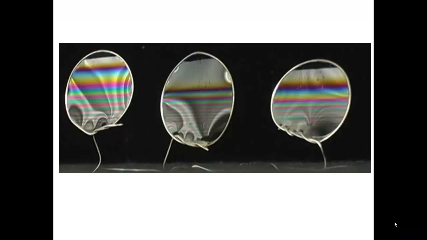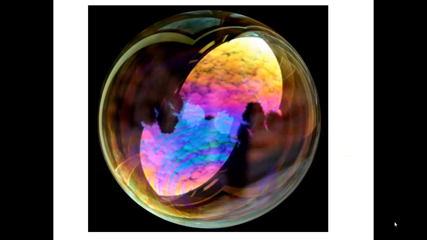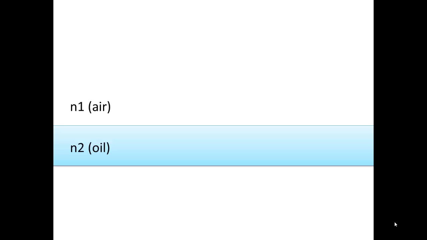And here we have another kind of thing here. This is when you blow bubbles, you get the same effect. But this is much nicer. Oh, and this is beautiful. Look at this. You've got all these yellows and blues and purples and so on. Okay, so what is all this about?